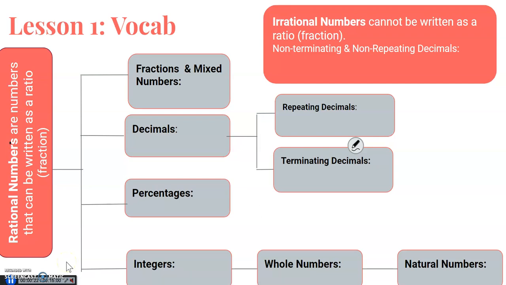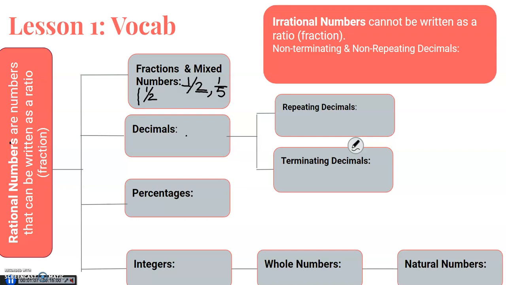So rational numbers, this is an important vocab, are numbers that can be written as a ratio. These can be written in several ways. So fractions and mixed numbers are written as so. We can have a fraction with a numerator, which is on top, or a denominator, which is on bottom. So another example would be 1/5. And then a mixed number contains a whole number and a fraction. That's 1 1/2.